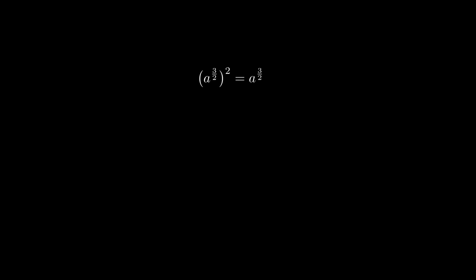Now, when we raise a power to another power, we multiply them. So we have 3 over 2 times 2, which is just 3. That means if we want the a to the 3 over 2 by itself, we need to undo the square by taking the square root.